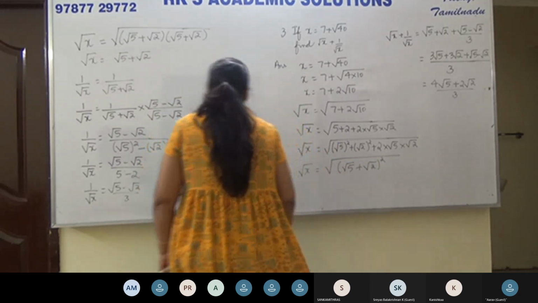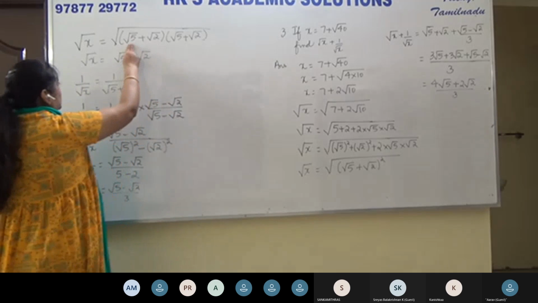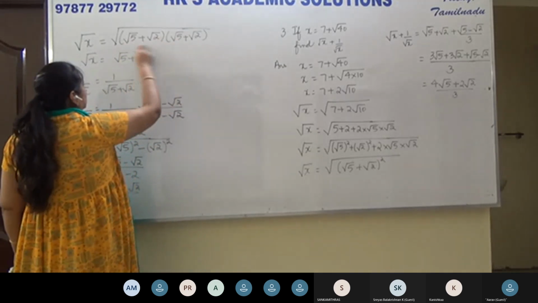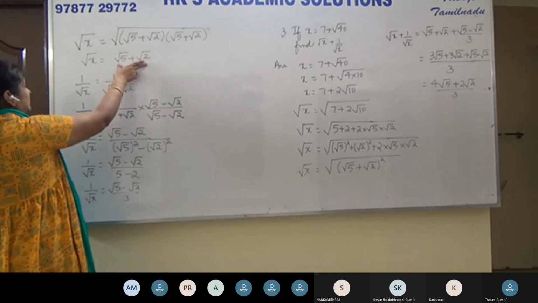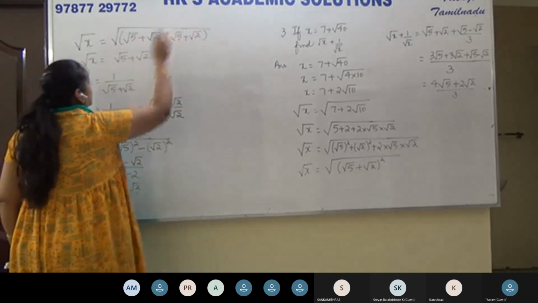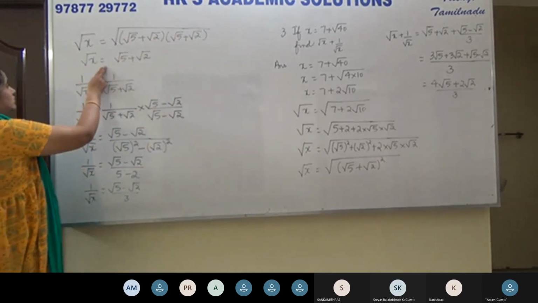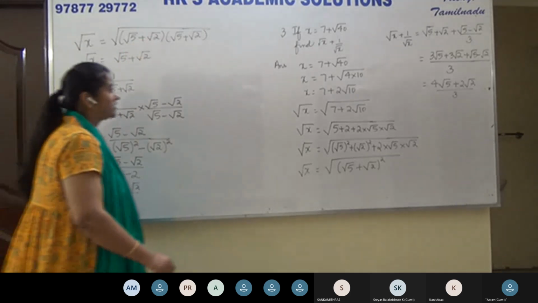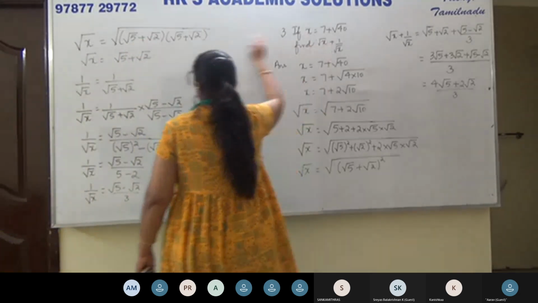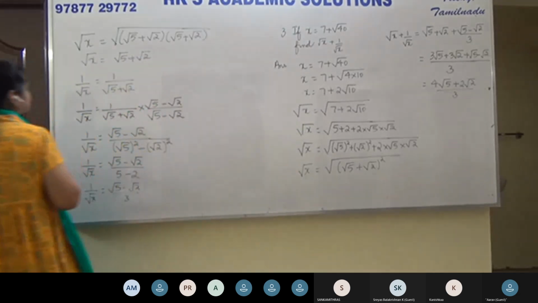And here you see we have root 5 plus root 2, 2 times under the square root. The same expression twice under the square root. So one of it comes out and we get rid of the square root. So root x is equal to root 5 plus root 2. So we found root x.